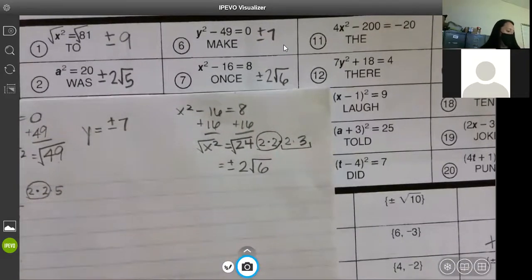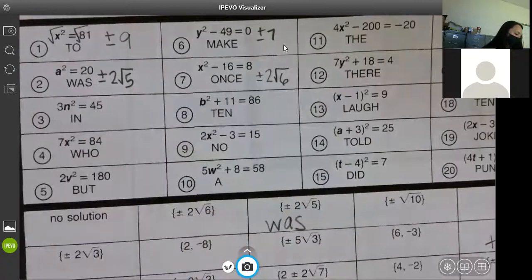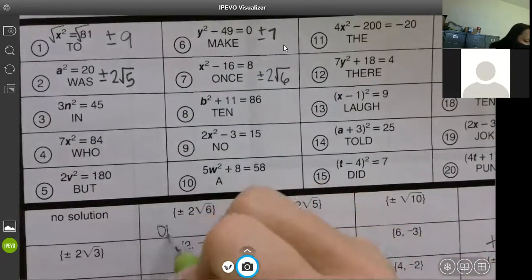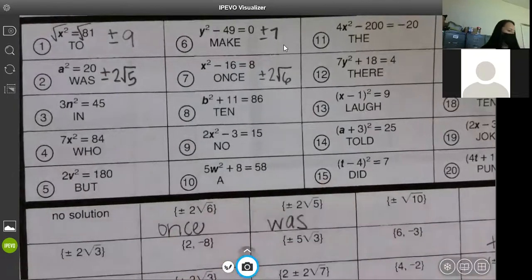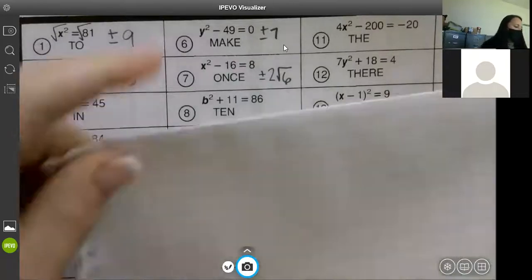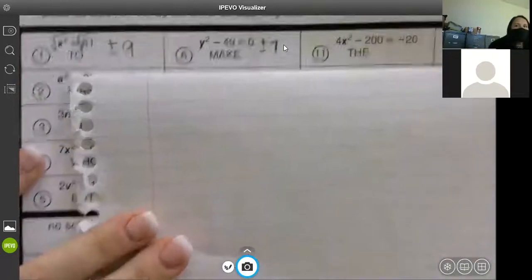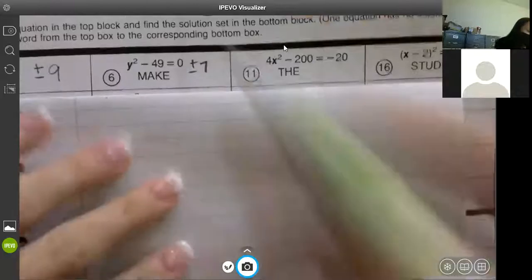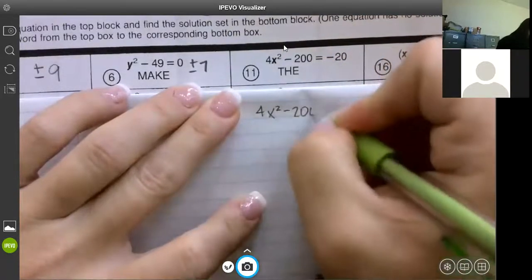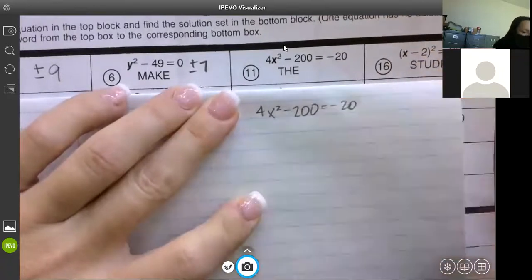Okay, find that at the bottom. It's right here. And we're gonna put our word in there. Again, we're gonna do the two rows on the top. So I'm gonna go to 11 and 12. Right. So number 11, 4x squared minus 200 equals negative 20.